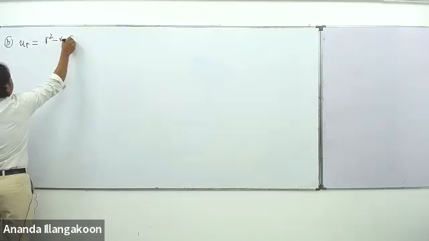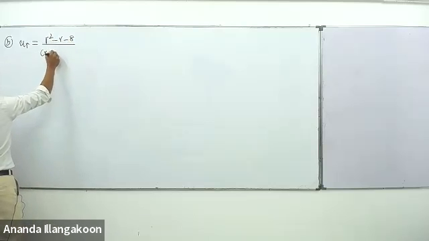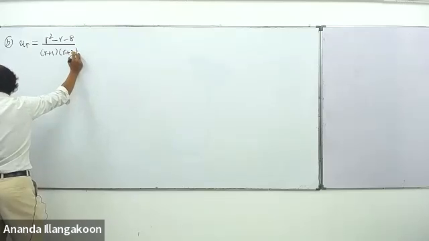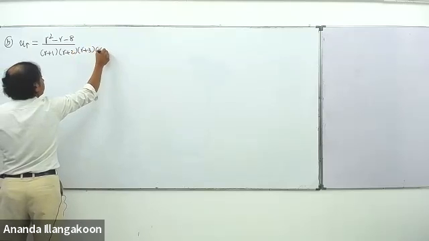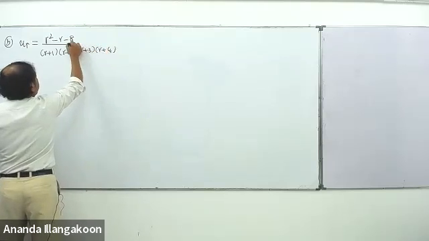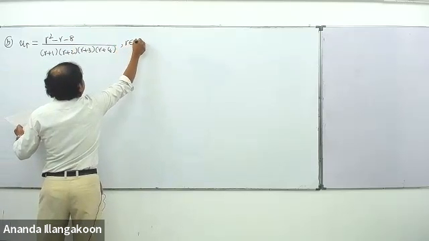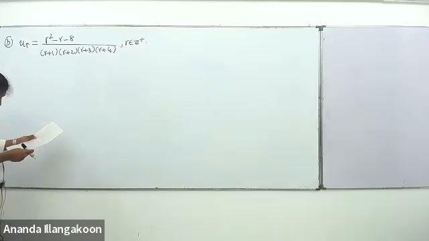UR = (R squared minus R minus 8) divided by (R plus 1)(R plus 2)(R plus 3)(R plus 4), where R is a positive integer. By comparing the coefficients of R^n for n = 0, 1, 2, 3, show that there exist constants A and B such that these are right.